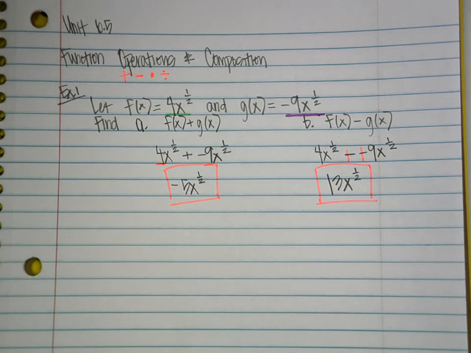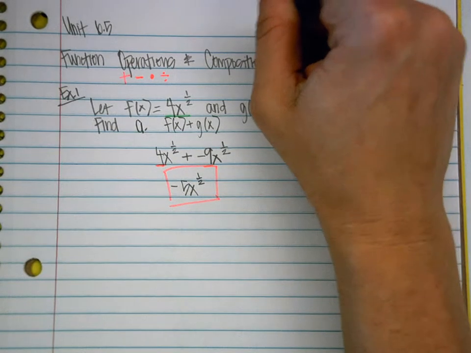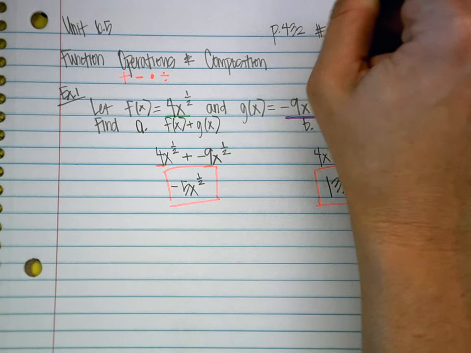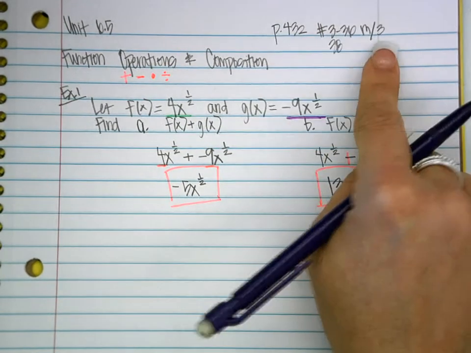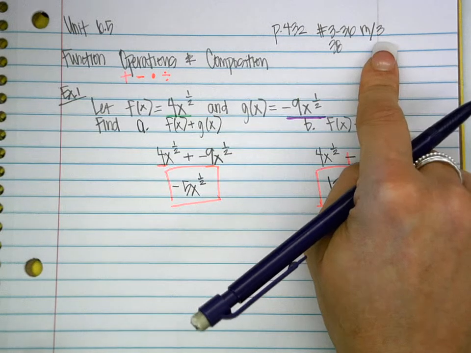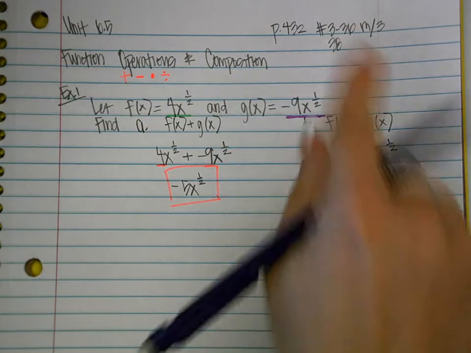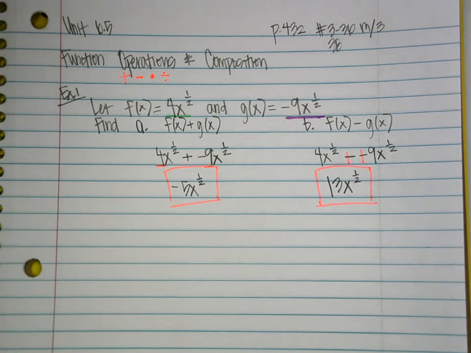all the problems. Okay, also on your homework, homework is page 432, numbers 3 through 36, multiples of 3, as well as number 38, okay? Multiples of 3 means if 3 goes into that number evenly, you do it. So start at number 3, then 3, 6, 9, 12, so count by 3s. That's what multiples of 3 means.